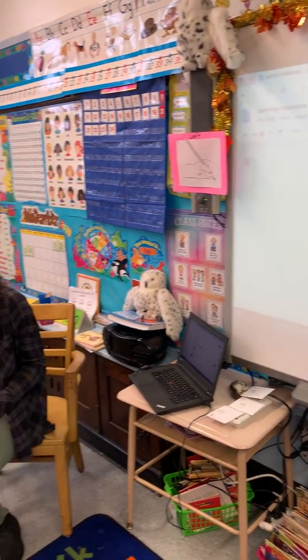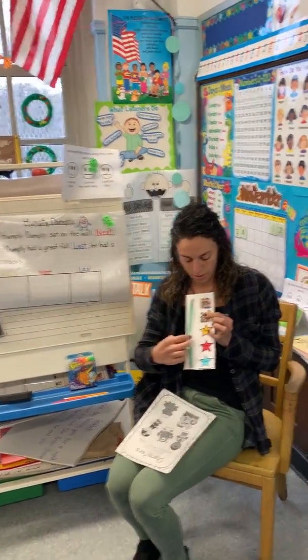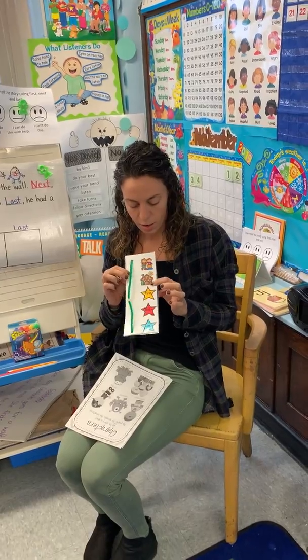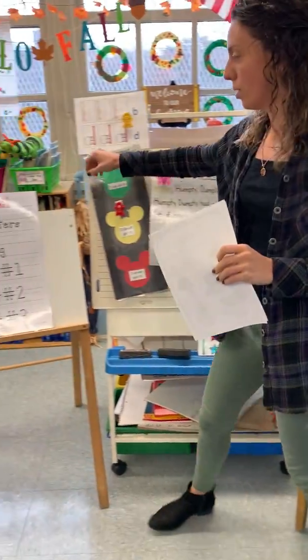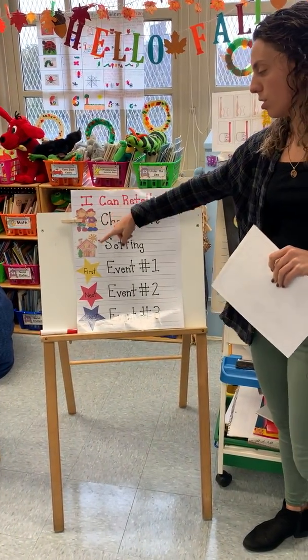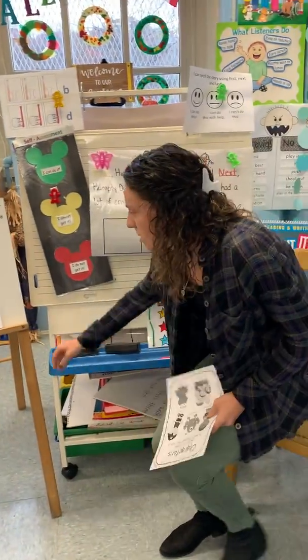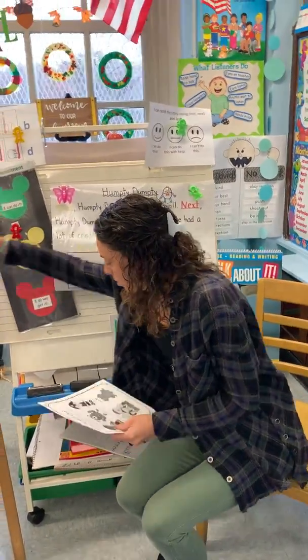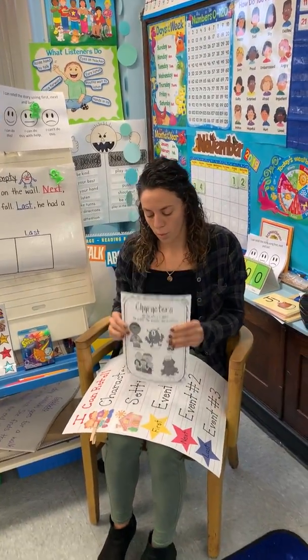To do that, we're going to use our retell sliding chart that shows character, setting, first, next, and last. And I'm going to tell a story using my retell chart, using character, setting, first, next, and last. So I'm going to tell a personal story first using my chart. But before we do that, let's just review what we learned already.